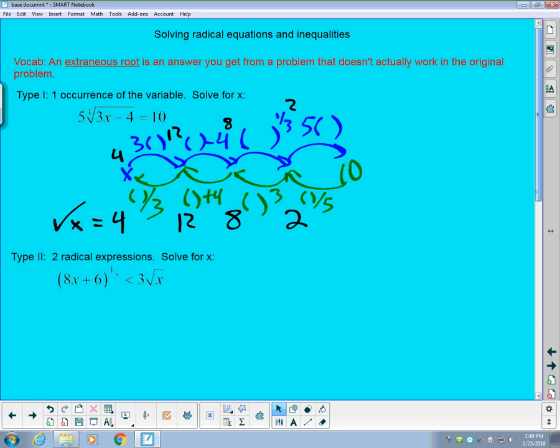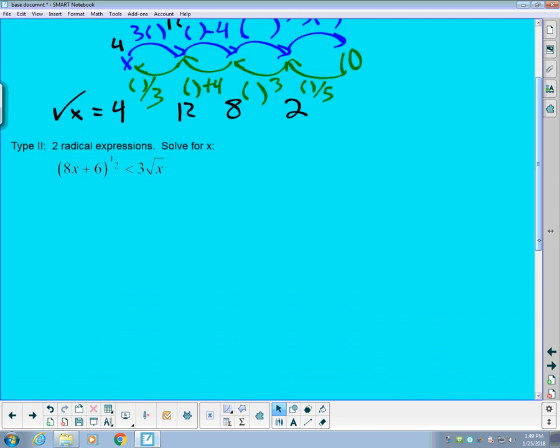Second type of problem, moving fairly quickly here because there's a lot to get done, involves radical expressions on both sides. We also notice that this is an inequality, so we're going to have to deal with that as well. And we're going to take advantage of our knowledge of inverse operations. If we square both sides here, then my 1/2 power to the second power becomes just to a first power. So 8x plus 6 to the first power is just 8x plus 6.